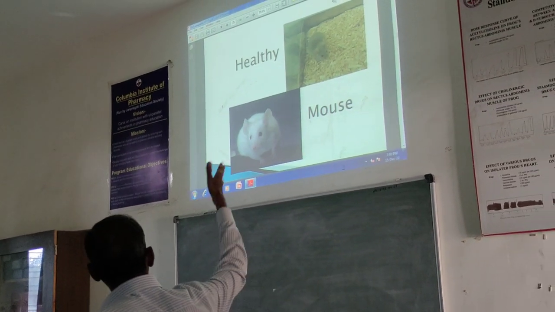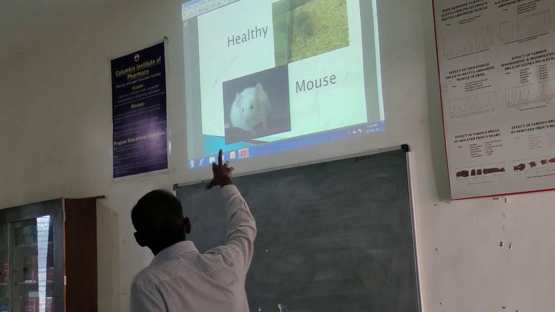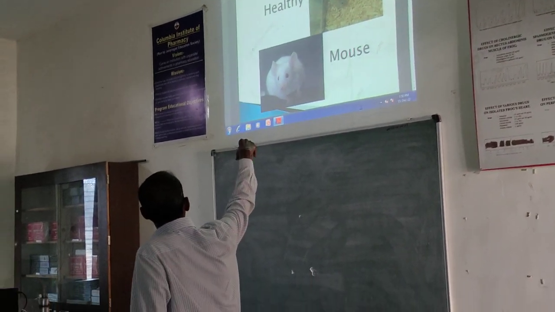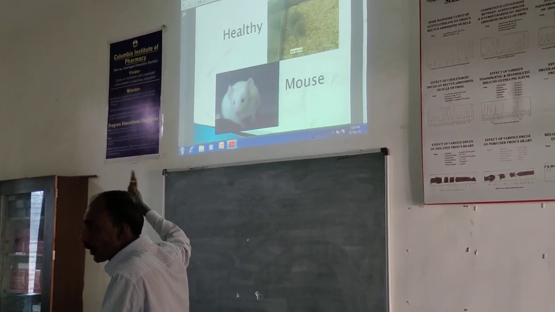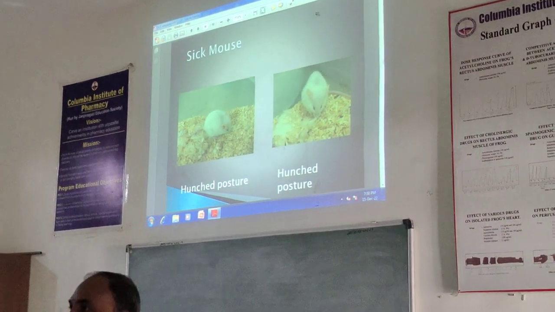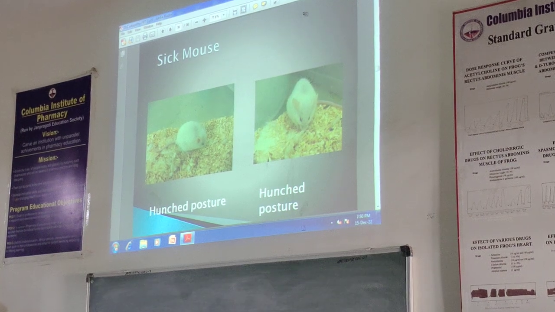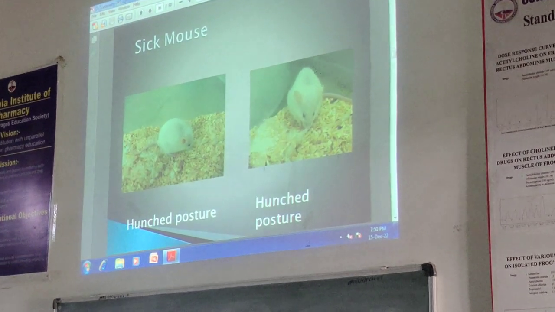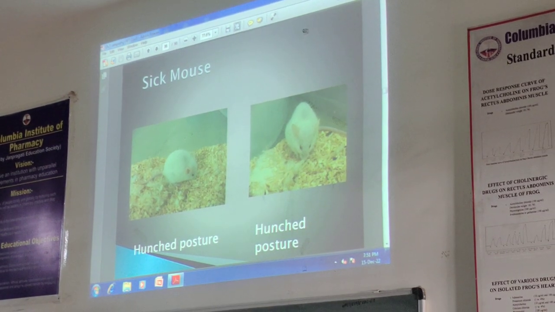See, this is the difference between the two animals. That is a healthy mouse. This is the black one and this is the white one. How will we differentiate these two animals? This is the sick mouse. See the sitting pattern of this animal? This is the sitting pattern that indicates the mouse is suffering some sort of stress or any sort of disease.